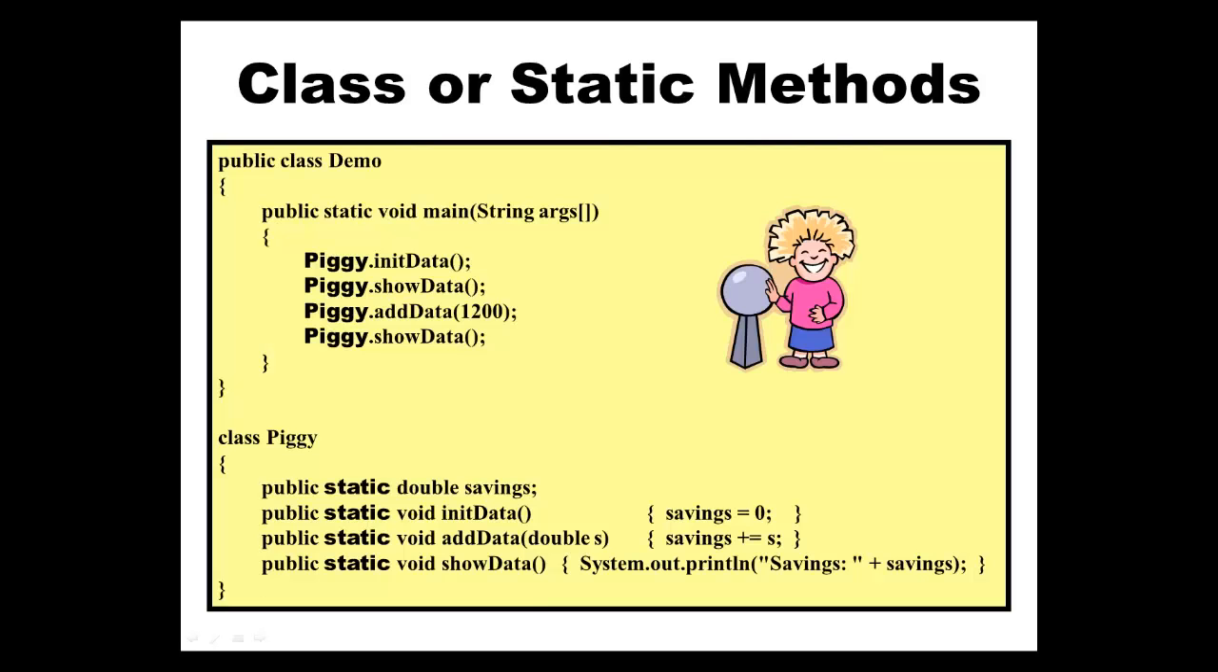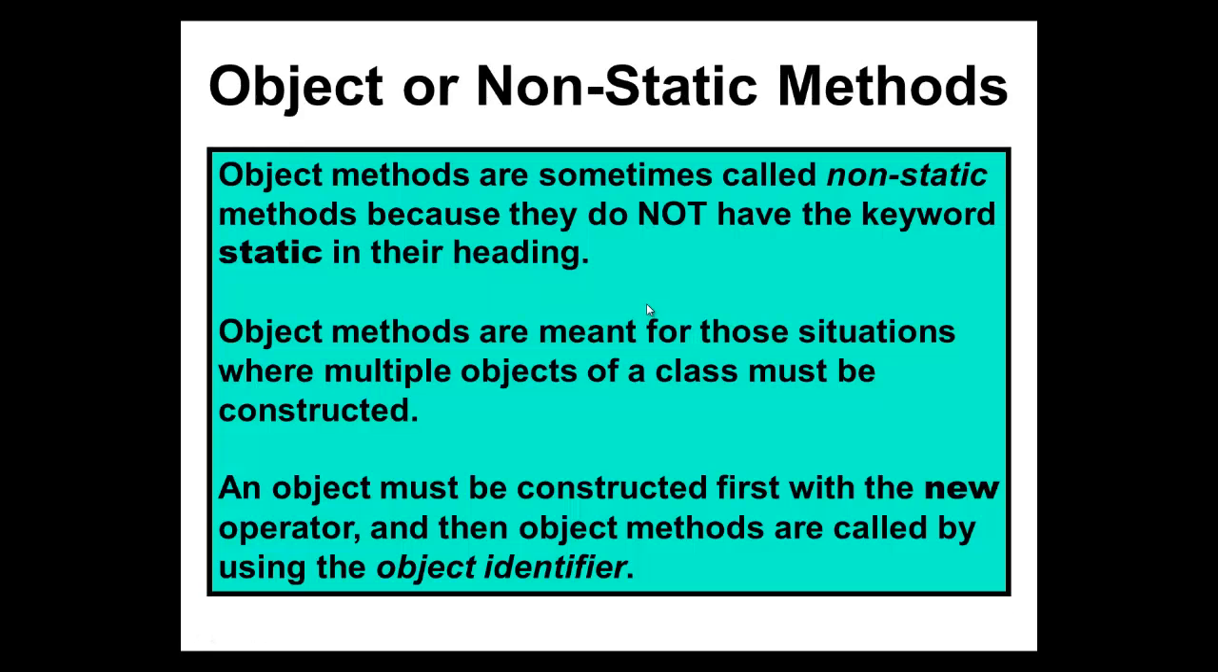Okay? So if we take a look at this public class demo with class Piggy, you'll notice that these are class methods. Notice that they're here. You can see that they're static. They're called by calling the class Piggy. And you have a couple of methods there: init data, show data, add data with the 1200. That's our actual parameter 1200 going to the formal parameter S. And then show data, just an output of what your savings is. Okay, as you might guess, Piggy stands for bank account. These are static methods, thus the static icon. Okay, just an example of static methods and how they can be used.